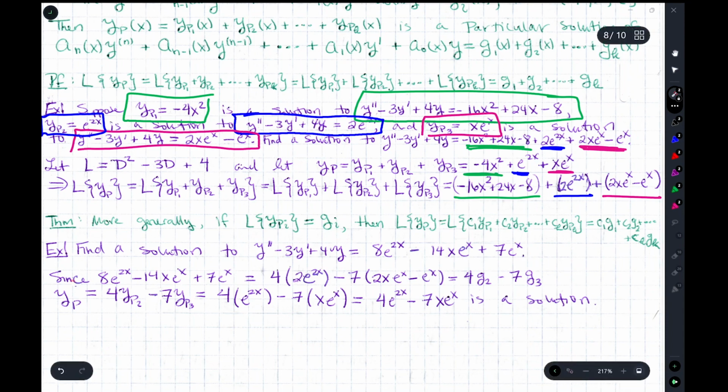Well, let's write the right-hand side in terms of what we have solutions for. The right-hand side, you could write as 4 times 2e^(2x). Why? Because we know a particular solution that will give us 2e^(2x). Minus 7 times this, and again, we have a particular solution that will give us that. Then this right-hand side is actually just equal to 4g2 minus 7g3 from the previous example. So a y particular will be 4y_p2 minus 7y_p3.